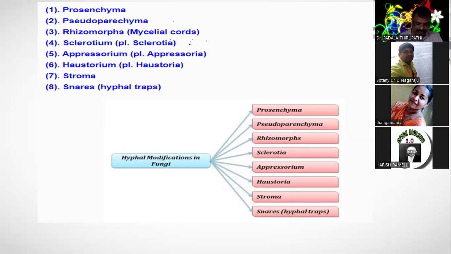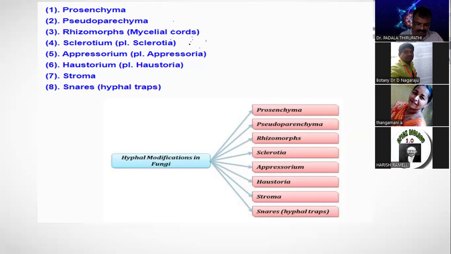What is the difference between Haustoria and Appressoria? Haustoria will suck the nutrient from the host cell, sir. Appressoria, it is like formation of fruiting bodies. No, I'm not clear. I'm not sure of that, sir, because I forgot. I cannot recollect that.